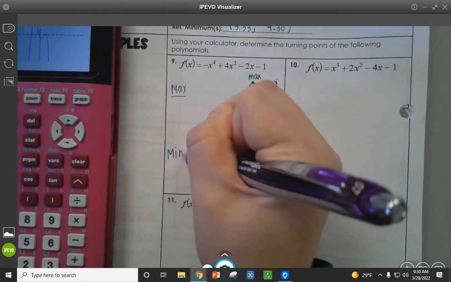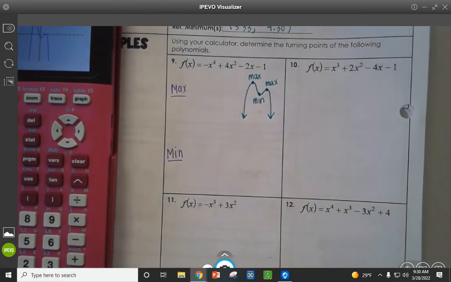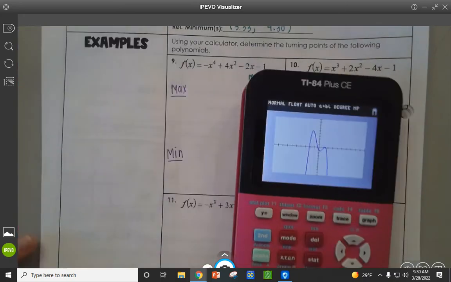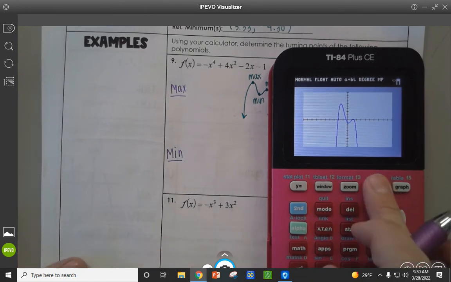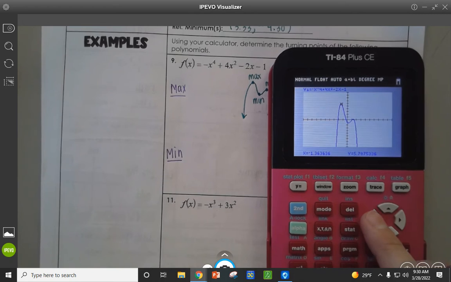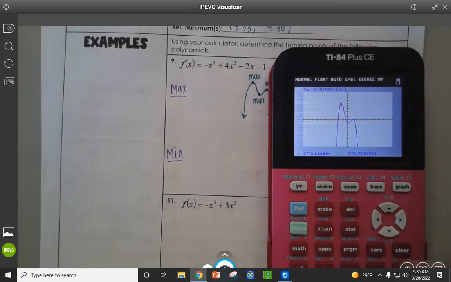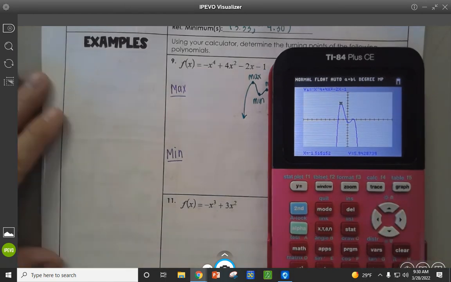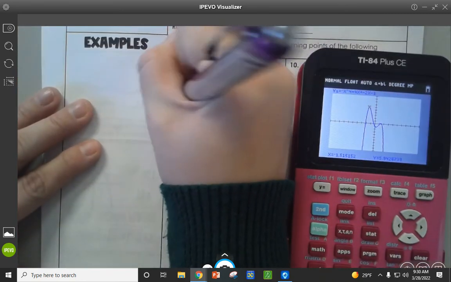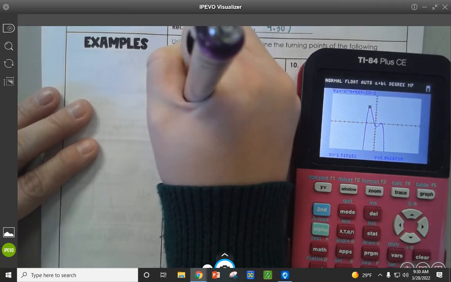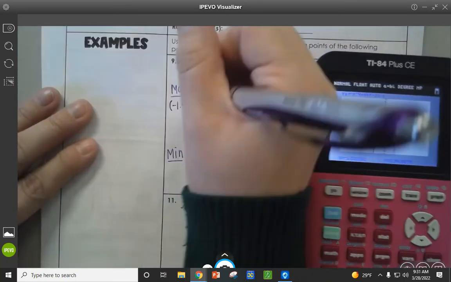So in this one, we have 2 maximum points and 1 minimum. So we have 2 hills, 1 valley. If I hit trace, now I like to work left to right. That's how I do it, and that's how I would prefer that you do it. So the far left, I get my first max, which is right here. So this is the point negative 1.52, comma 5.94.